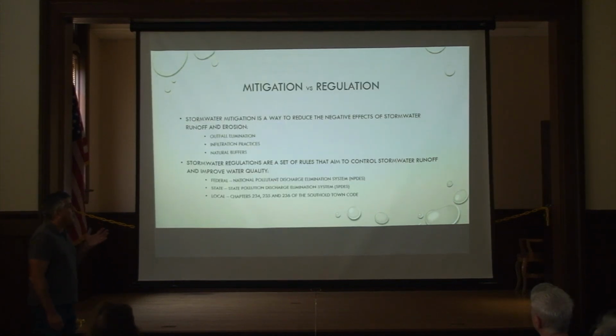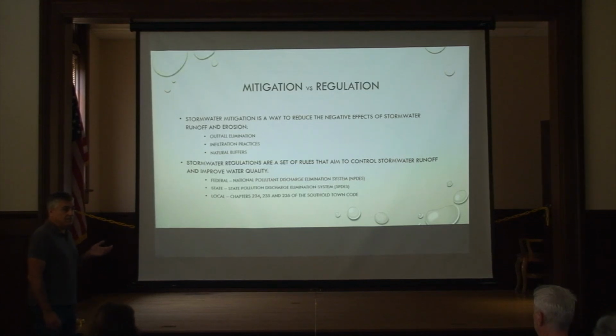So the important thing is mitigation versus regulation. Stormwater mitigation is the way that we reduce the negative effects of stormwater on the environment. We do that primarily by eliminating outfalls. It also can be through infiltration practices, diverting some or all of that water into leaching basins or recharge basins so that it doesn't reach the bay.